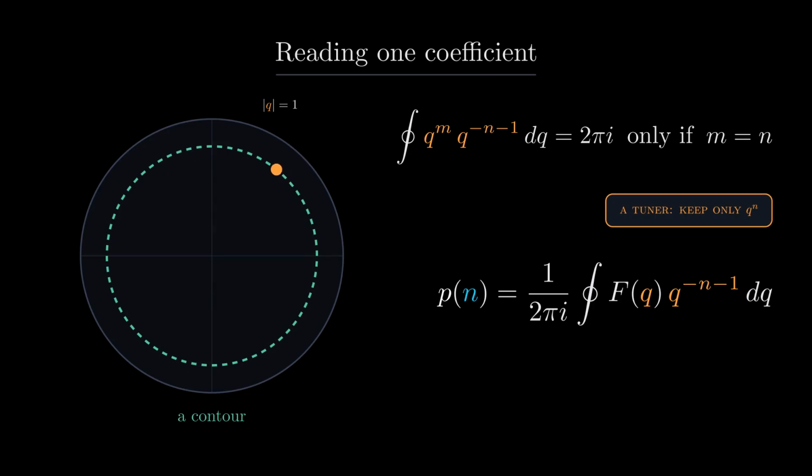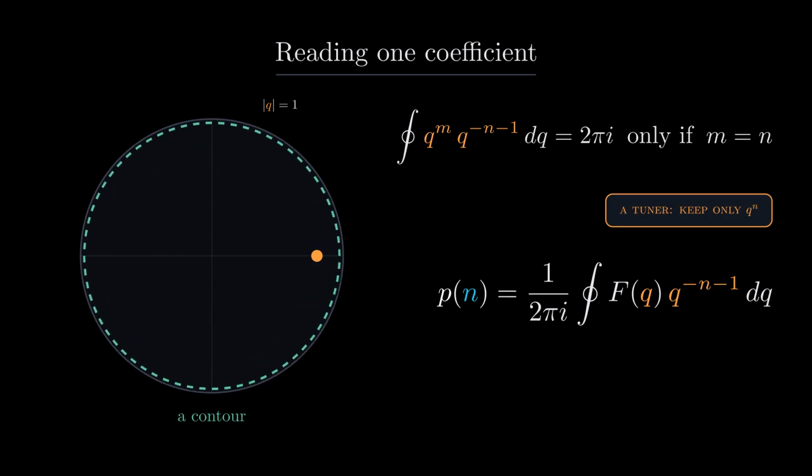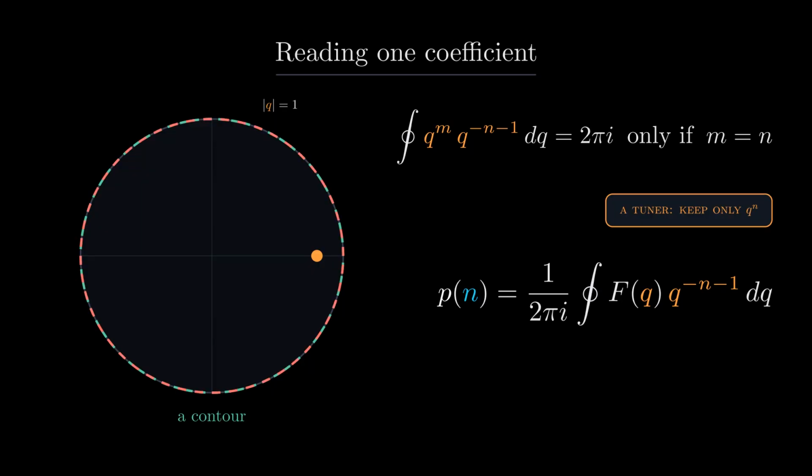But here's the catch that sets up everything. Big F is small and tame near the middle, and it does all its interesting growing out at the rim, where q approaches 1. To feel that, we have to push the contour outward, right up against the edge. And the rim, it turns out, is a dangerous place.